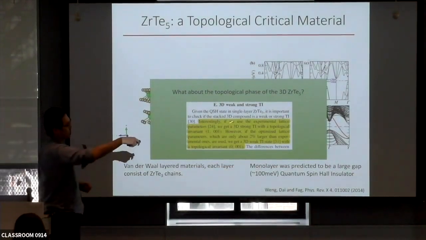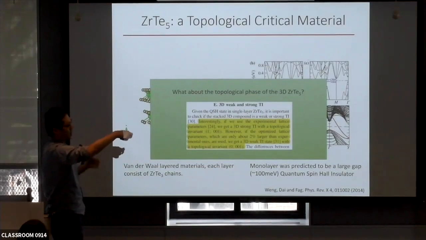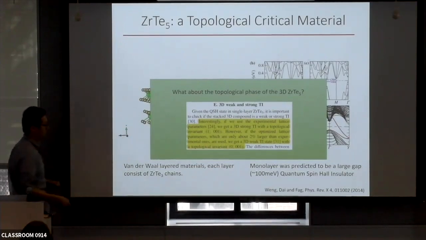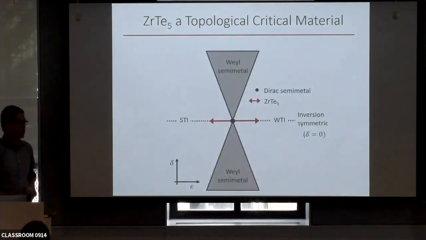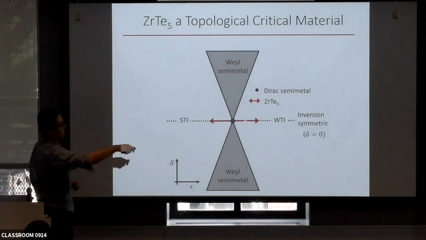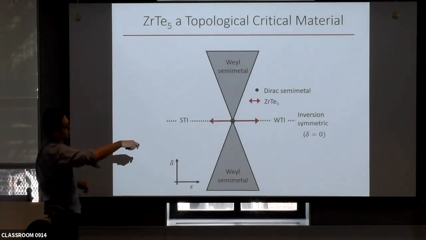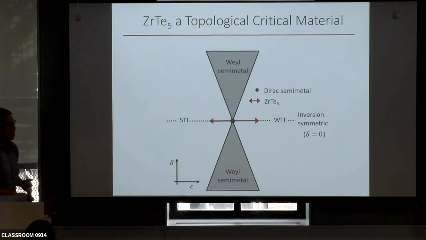But they are using the experimental lattice parameter, they get a result of strong TI, and when they're using a theoretical relaxed lattice parameter, they get a weak TI. So that really puts this material at the critical point in the phase diagram. You can probably easily control it, going from strong to weak topologically, by some right tuning parameter. And likely this can be controlled by the lattice constant.